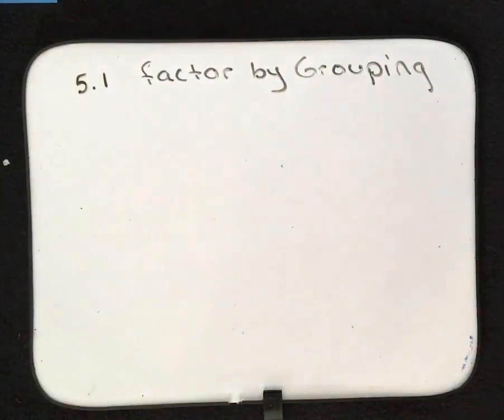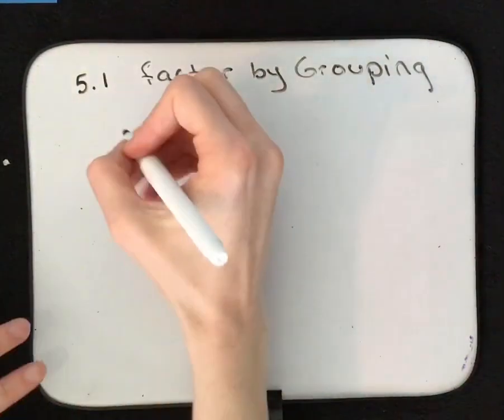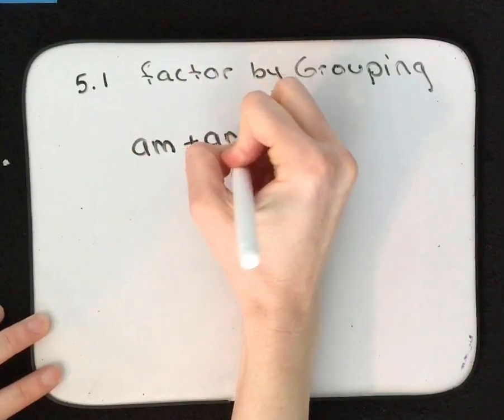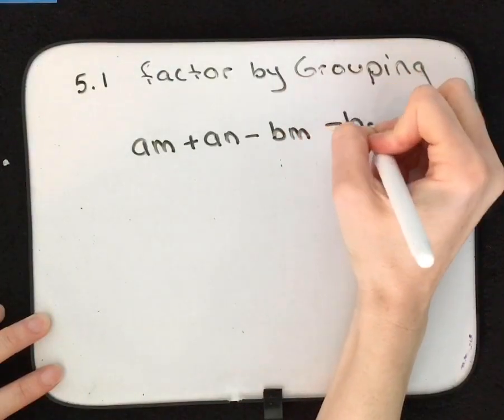When we factor by grouping, we take the terms that we are given and we separate them into groups based on what is common, so that we can pull out something in common and factor down. For example, let's say we have AM plus AN minus BM minus BN.